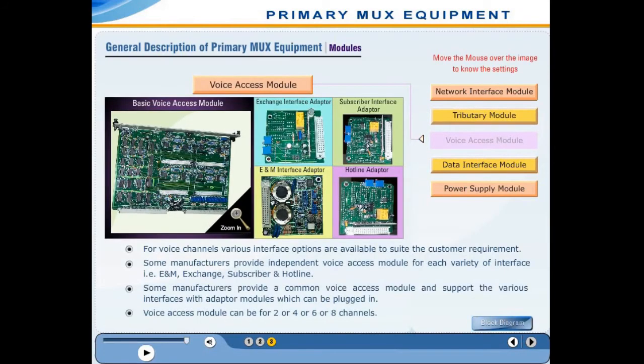Voice access module. For voice channels, various interface options are available to suit the customer requirement. Some manufacturers provide independent voice access module for each variety of interface, that is E&M, exchange, subscriber, and hotline. Some manufacturers provide a common voice access module and support the various interfaces with adapter modules that can be plugged in. Voice access module can be for 2 or 4 or 6 or 8 channels.